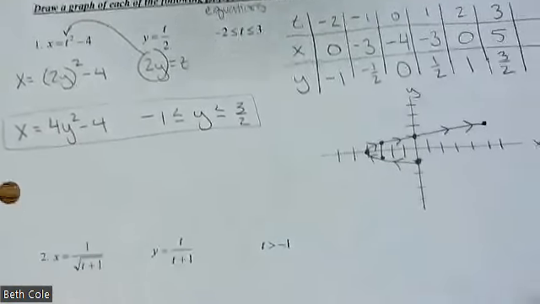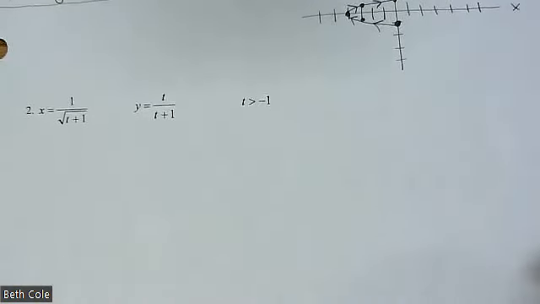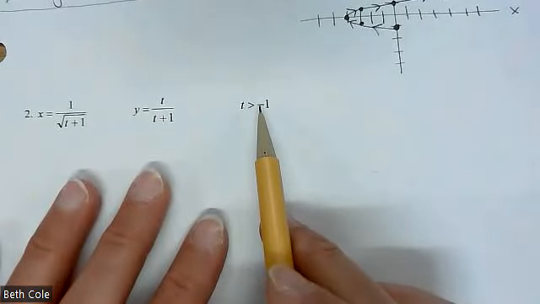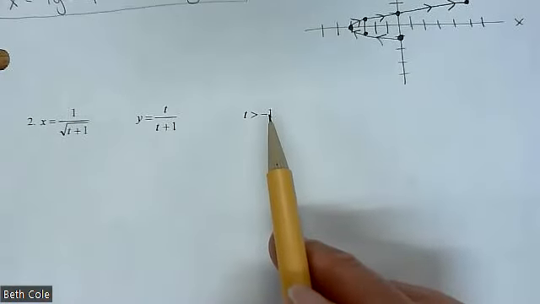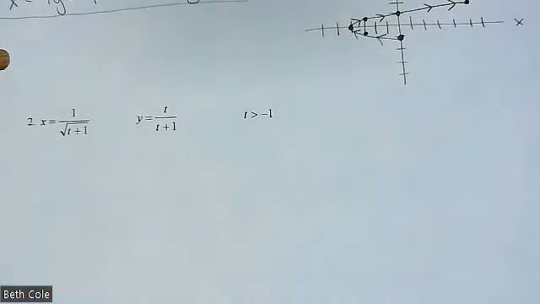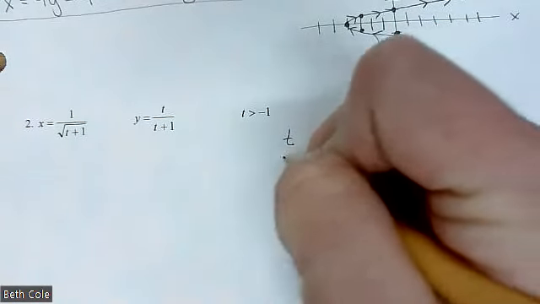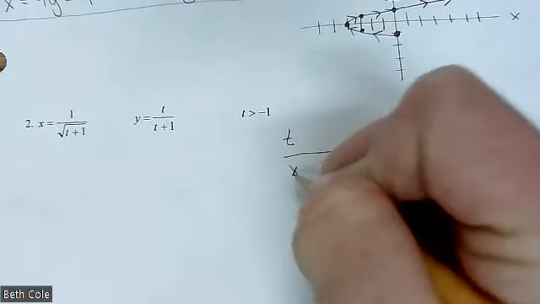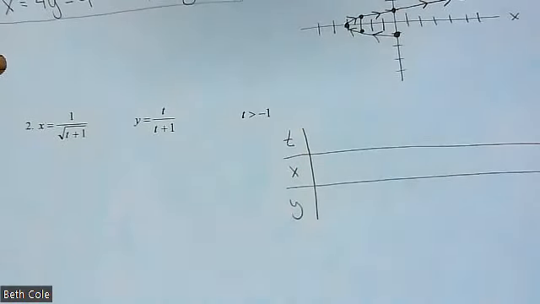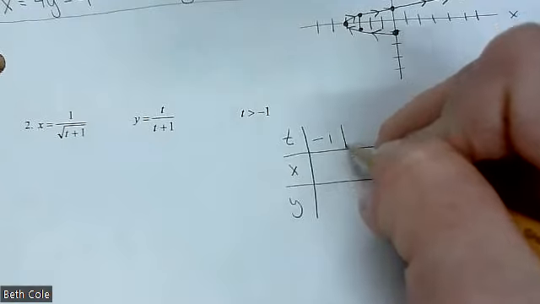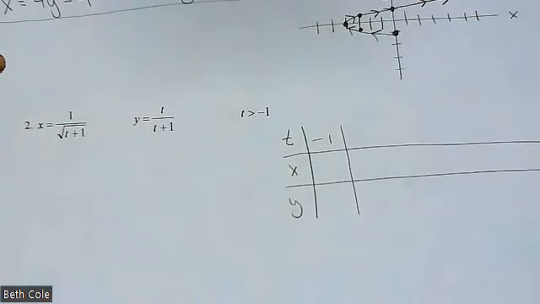Let's try another one. I made this one a little bit harder though, as a heads up, okay? It just says times or what? Yeah, bigger than -1. So from -1, and it can go on forever, okay? So make your table. We want t, we want x, we want y. And I'm going to start at -1. And then we can put as many more numbers as we want. So I'd like at least a few.